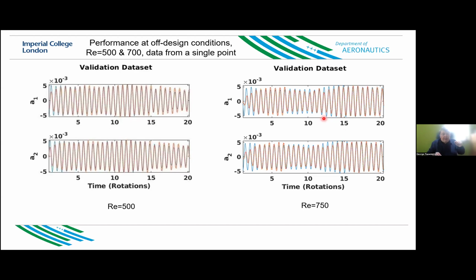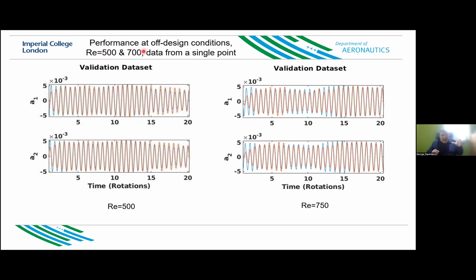Now, all of this is from Reynolds number 600. I trained the model at 600 and I tested it also at 600. But really, the powerful feature of this idea is if we can extend this to other Reynolds numbers which are not known, for which we haven't trained the model. So what I have done here is the following. We have done simulations at 500 and 700.